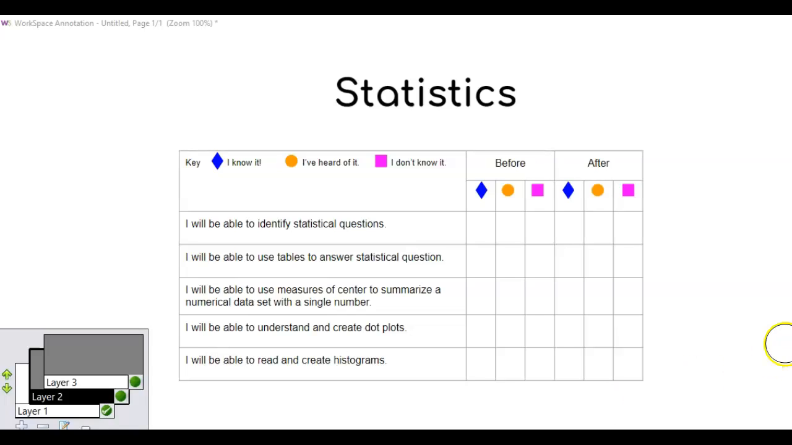Hello class, we're going to go ahead and start our next unit, statistics. We're going to fill out this chart first. So I will be able to identify statistical questions. Can you do that? Have you heard of statistical questions or you have no idea? Pause the video, fill in the chart.